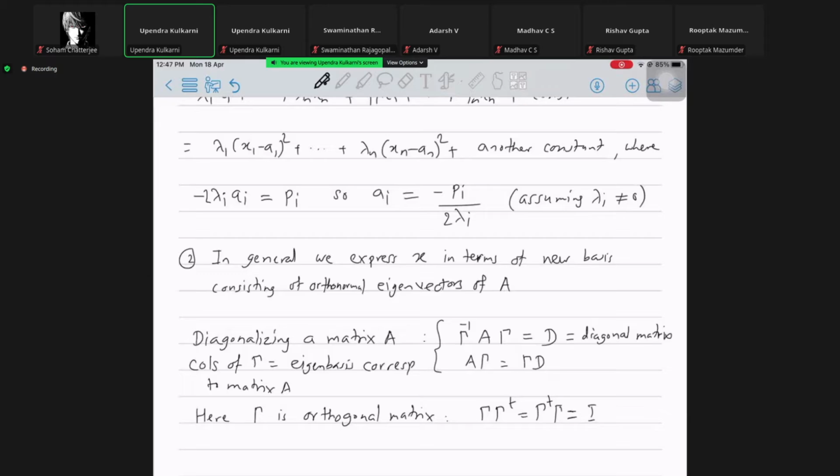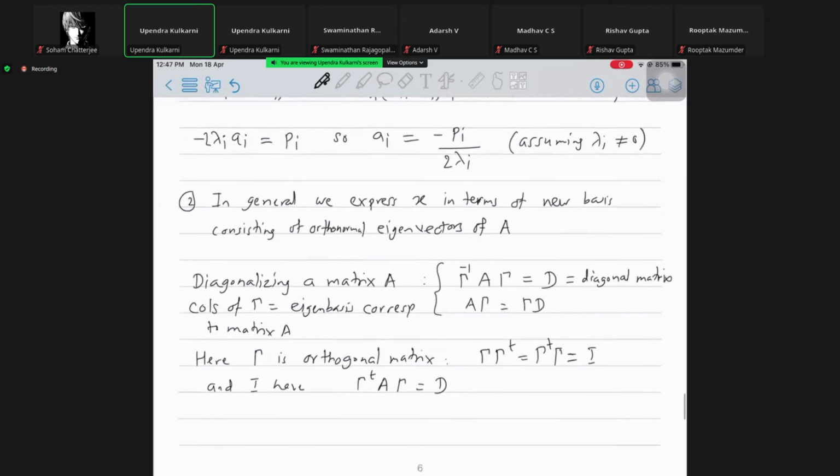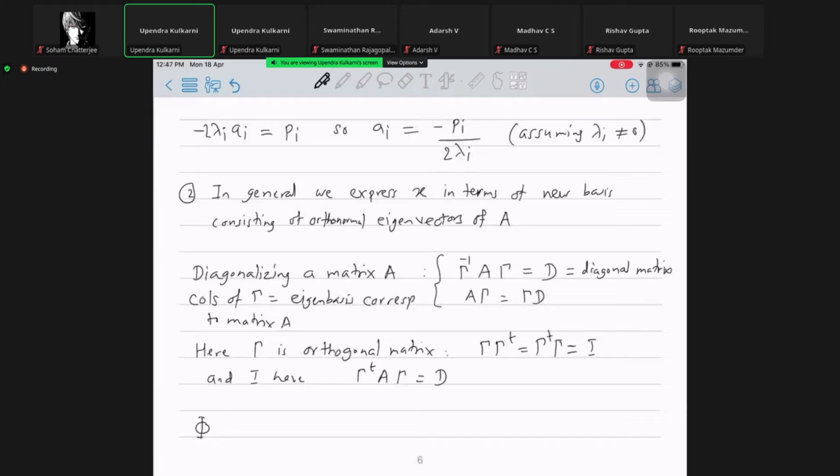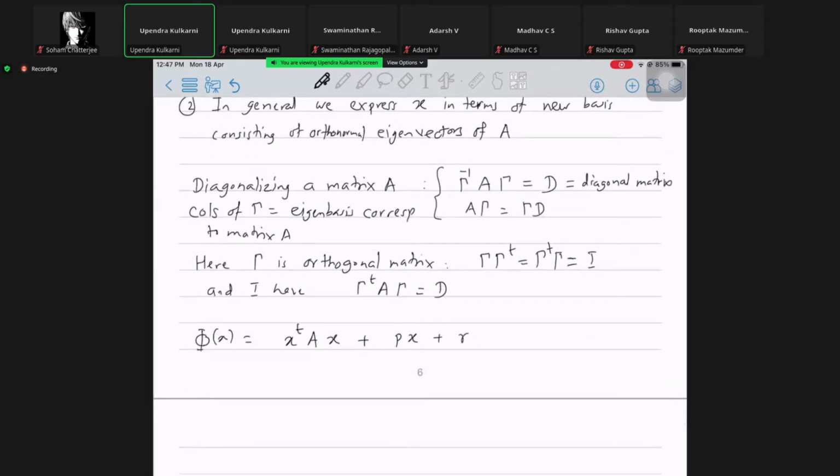Okay, so what gives? Let's just do this. And I have, as a result, gamma transpose A gamma is equal to D. Okay, so let's use this in the equation. So I'm just going to write down the earlier equation. So what was phi of x? That was equal to x transpose A x, and then the rest of the parts. Okay, so let's just carry those. So P is a row vector, X is a column vector, plus some R. Okay, very well. So what am I going to do? I'm simply going to substitute.